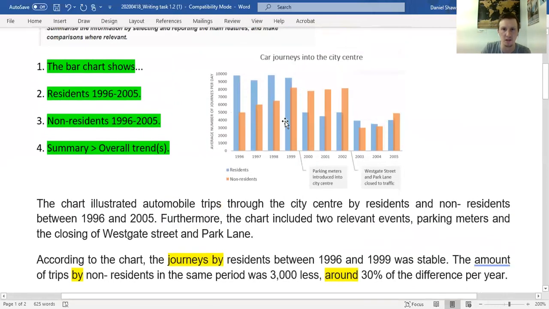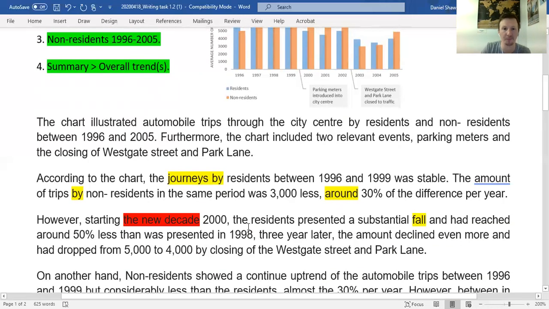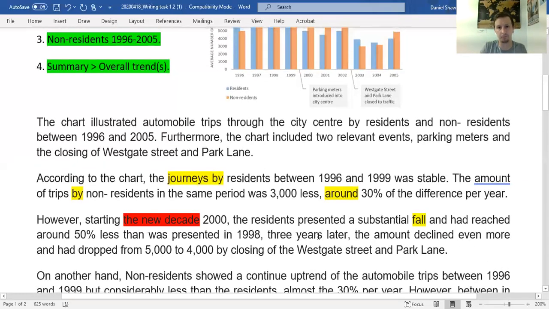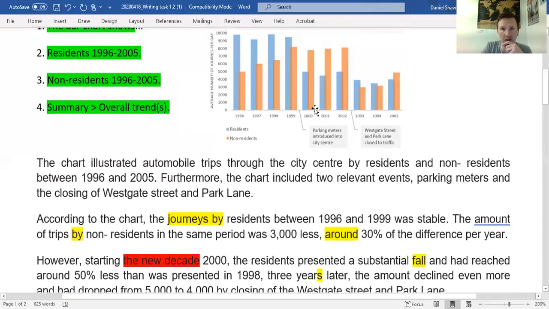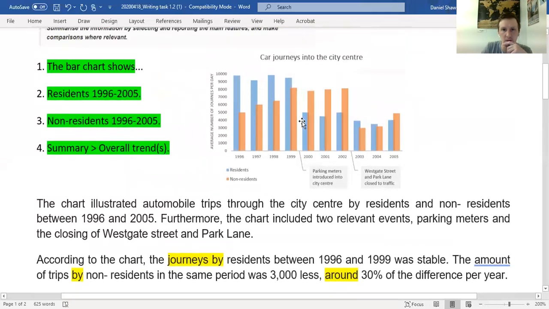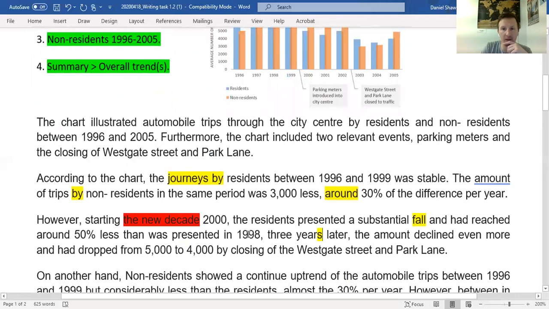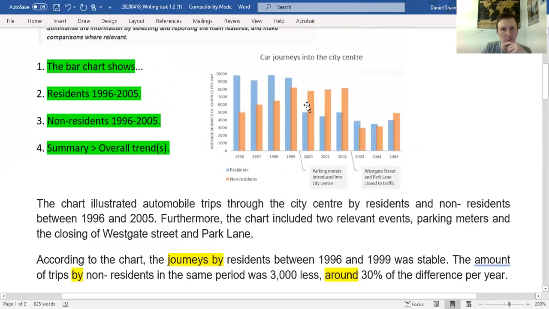was presented in 1998. So let's have a look. We are at about 5,000 compared to about 10,000. So that is correct, yes. 3 years later, so 3 years later, again, yep, 1996, 2000, and then from 1998 to 2001. Is that what we're talking about? It looks like it, yep.